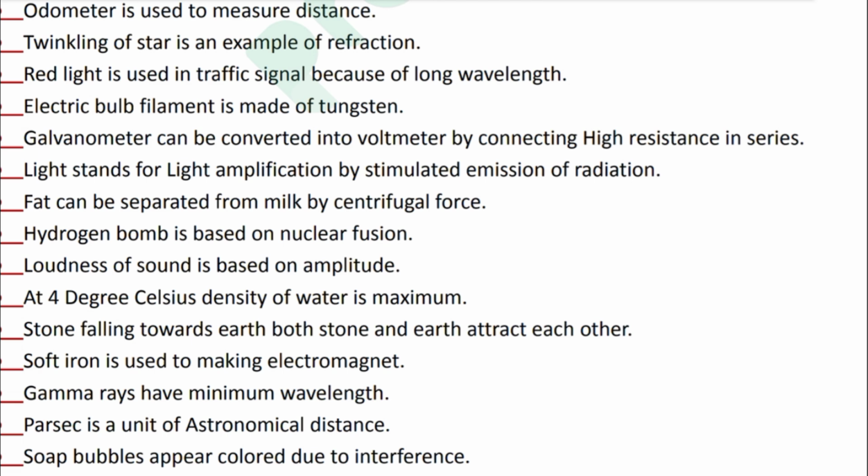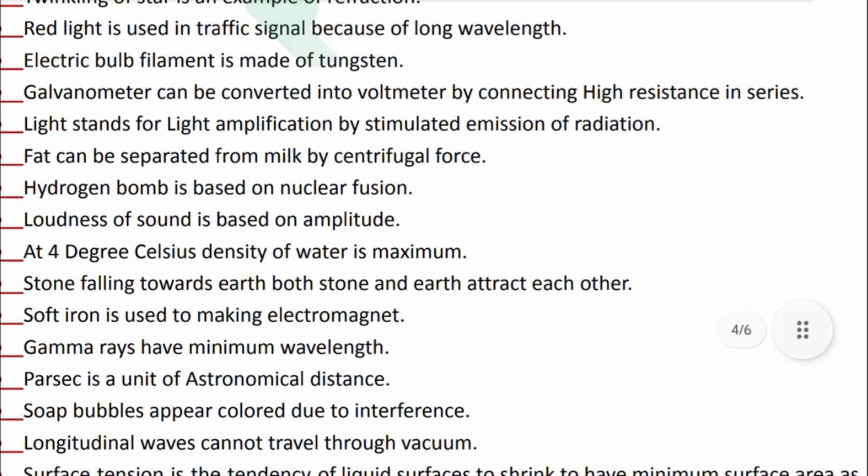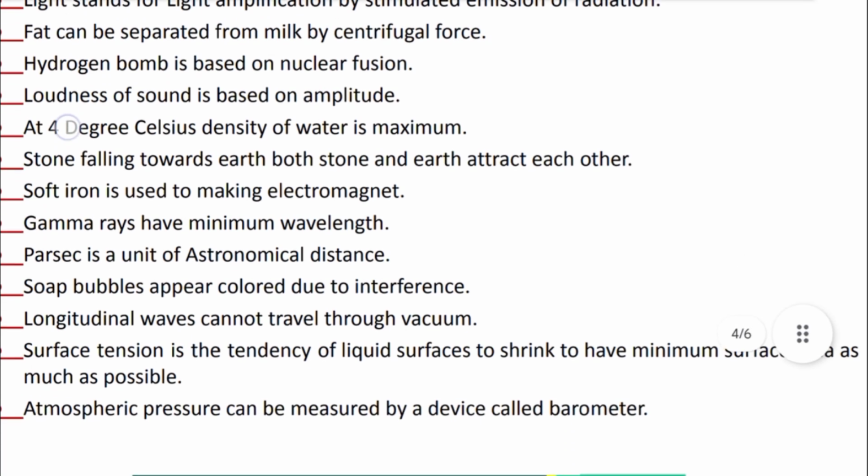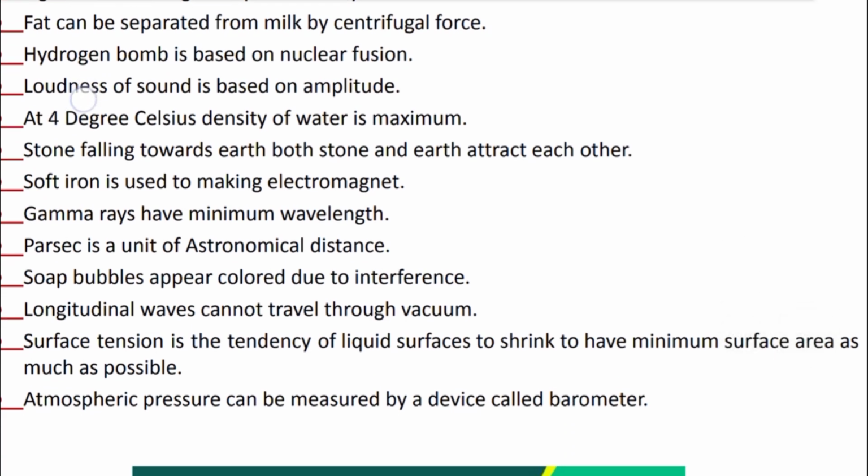Laser stands for light amplification by stimulated emission of radiation. Fat can be separated from milk by centrifugal force. Hydrogen bomb is based on nuclear fusion. Loudness of sound is based on amplitude. At 4 degrees Celsius, density of water is maximum. Stone falling toward earth, both stone and earth attract each other. Soft iron is used for making electromagnet.